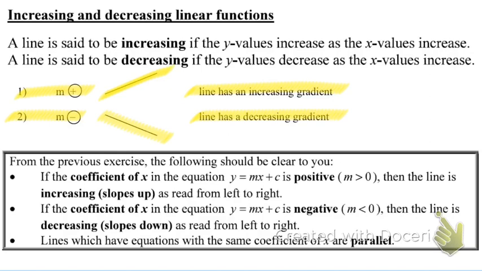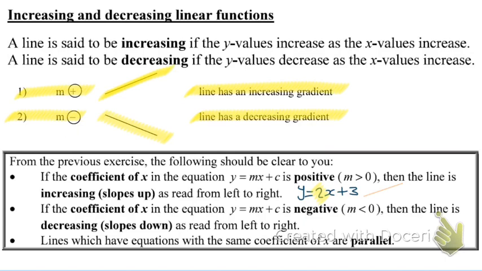Okay, so from the previous exercise, the following should be clear. If the coefficient of x in the equation y is equal to mx plus c is positive, if m is greater than 0, then the line is increasing, slopes up, as read from left to right. So what does this mean in English? It says that if I have, for example, y is equal to 2x plus 3, then the m value, what's in front of x, is positive. So that means that I'll have an uphill line like that. Okay, so it's an increasing line.